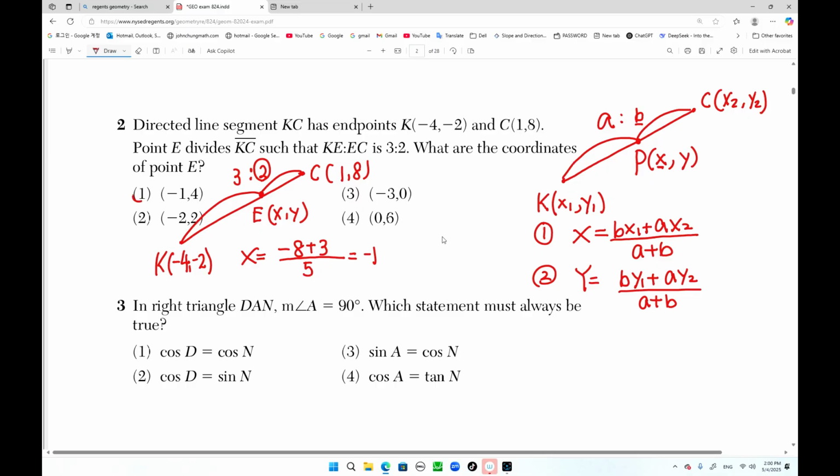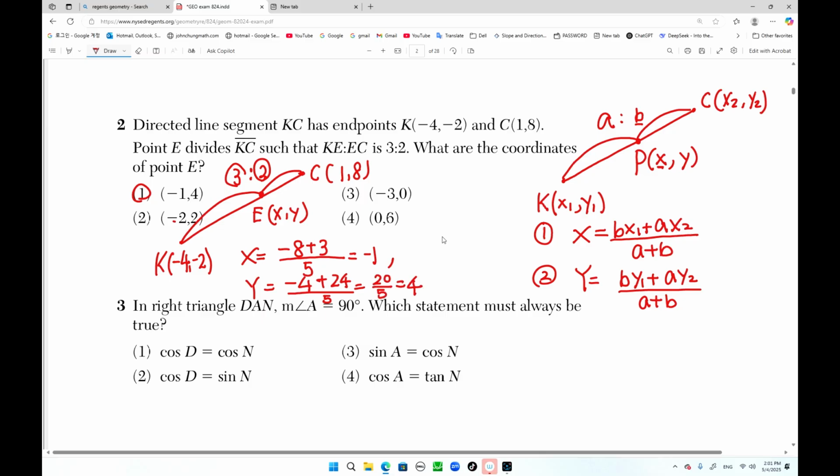We already got the answer over here, right? Okay, we continue to do Y, because all other X coordinates are not equal to -1. So option A is the answer. Y coordinate will be 4, right? Yeah, that's true. 2 times Y1, Y1 is -2. 2 times -2 is -4. 3 times 8 is what? 24. Over 5, so 20 over 5 equals 4, right?